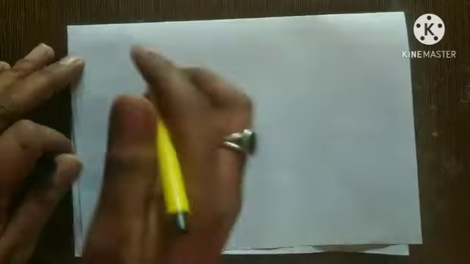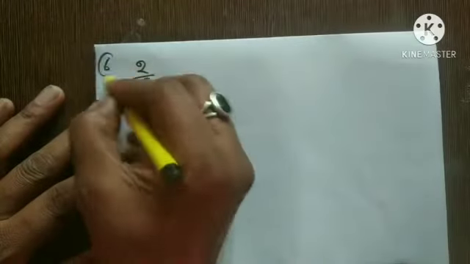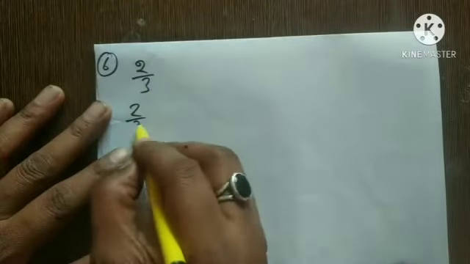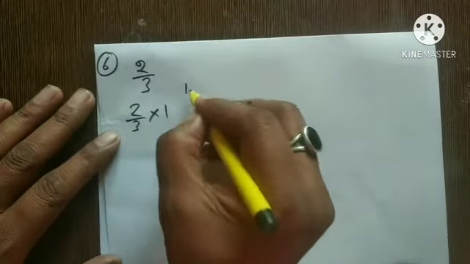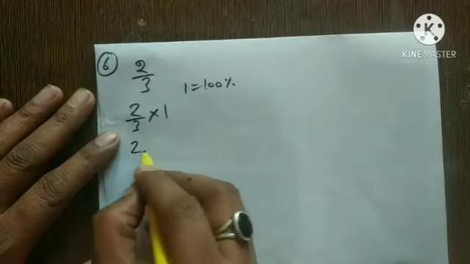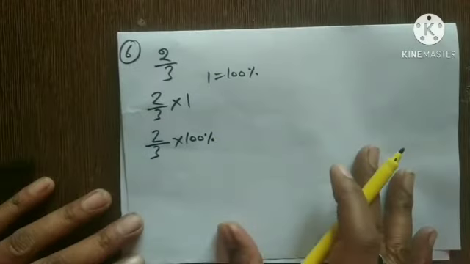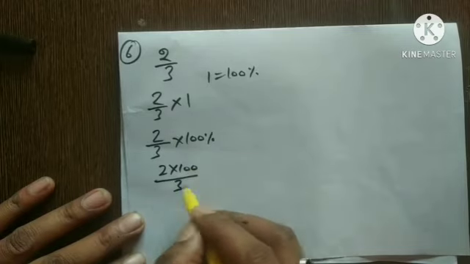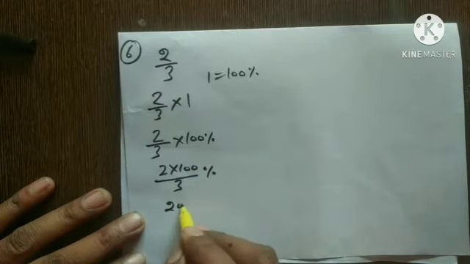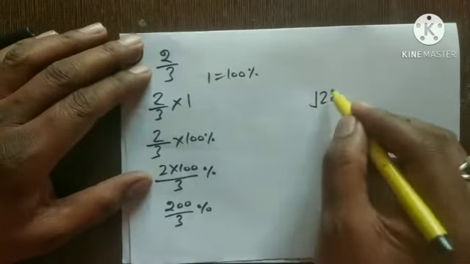Now we are on the question 2 by 3. This is the fraction 2 by 3 and I have to convert this into percentage. So 2 by 3 can be written as 2 by 3 multiply 1. Yes. So what is the value of 1? 1 is equal to 100%. So I can write 2 by 3 multiply 100%. Right. Now 2 multiply 100, that is 200, and the denominator is 3. Now 200 over 3%. Now 200 will be divided by 3.